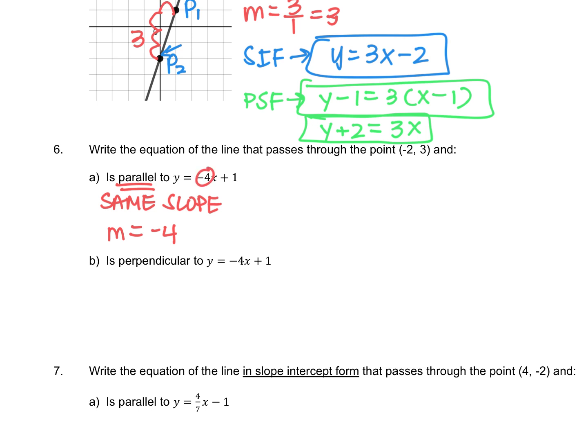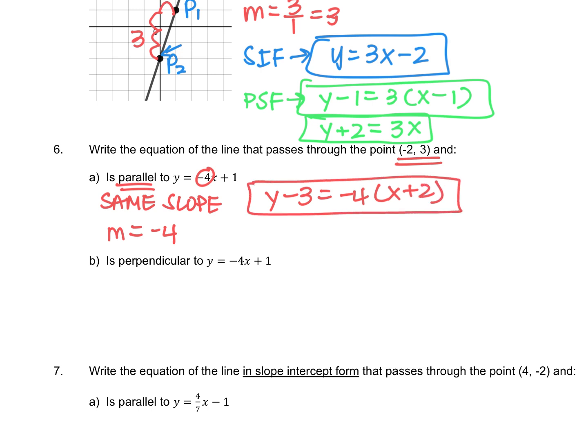But we're going to use what point? -2, 3. So I'm going to use point slope form. So I'm going to have y minus 3 equals -4 times x plus 2. So that is the equation of a line that is parallel to y equals -4x plus 1.